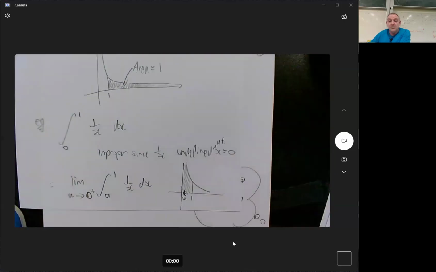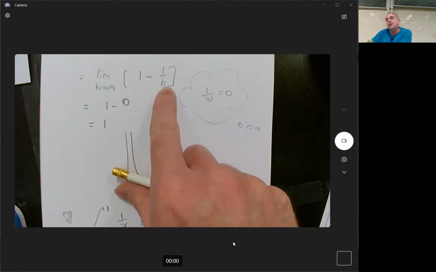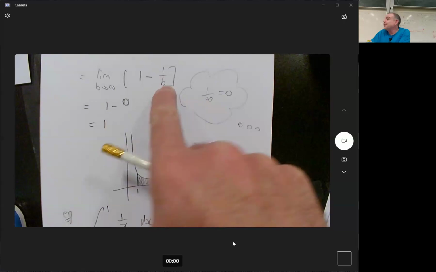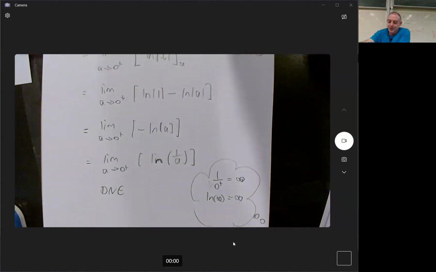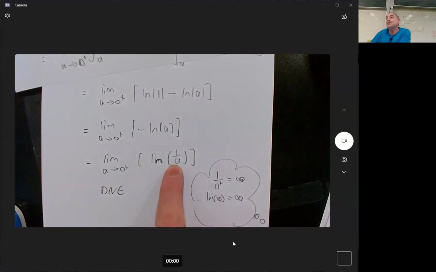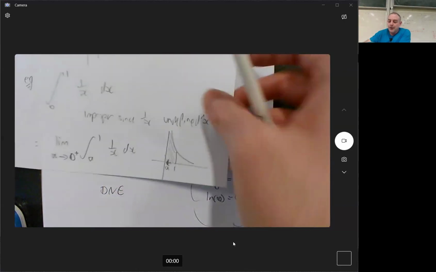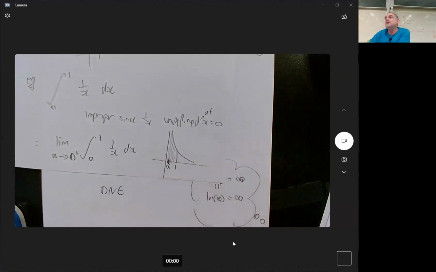That area, as much as I can imagine coloring it in, if I tried to, I couldn't. With the other one, we got 1 over infinity, which is 0. This one was 1 over 0, which is infinity. That's the problem. Also, even if I did this from 1 to infinity, it would still have been undefined.